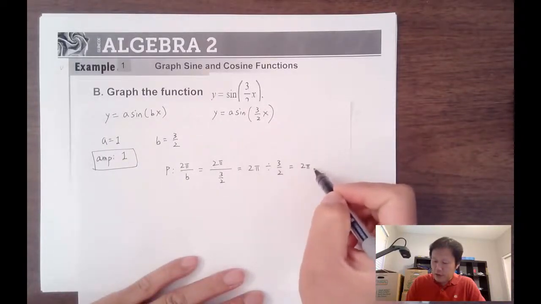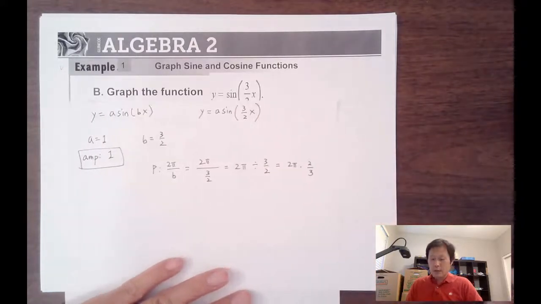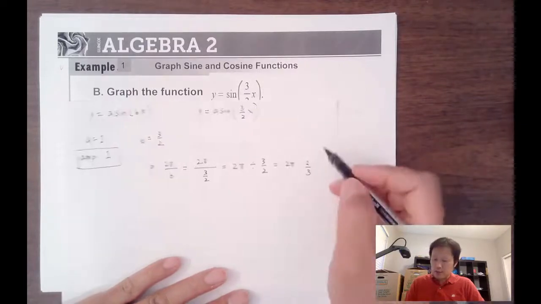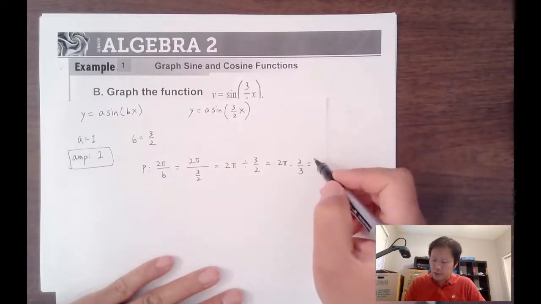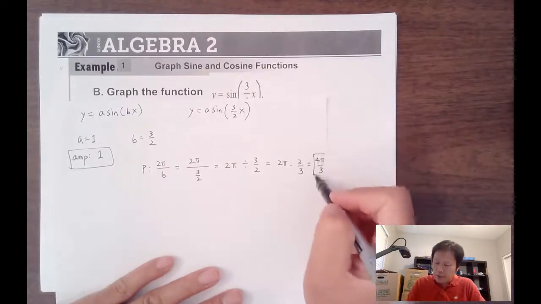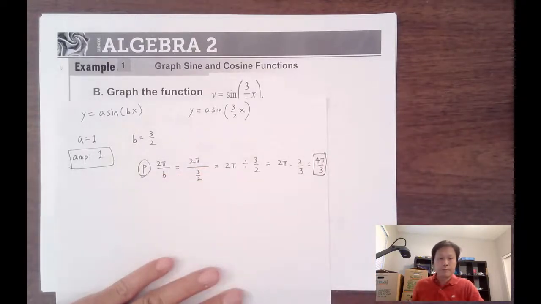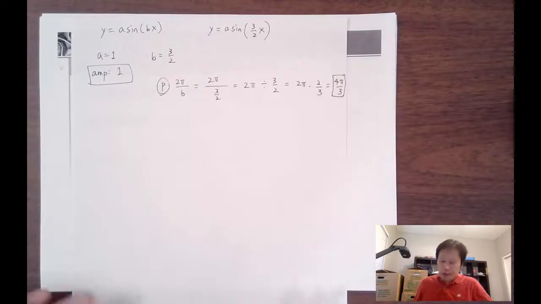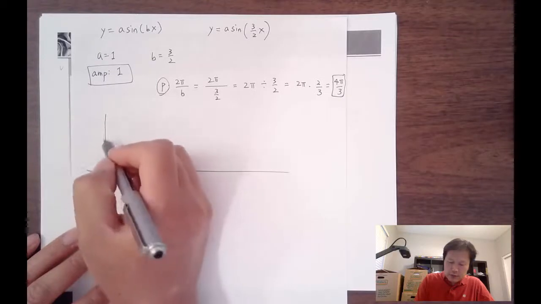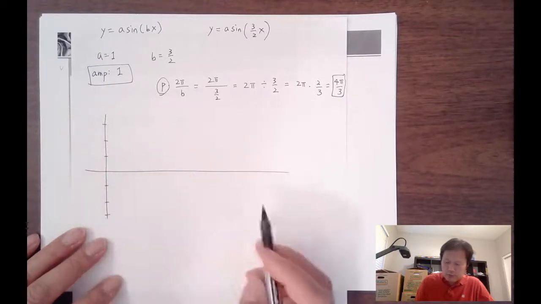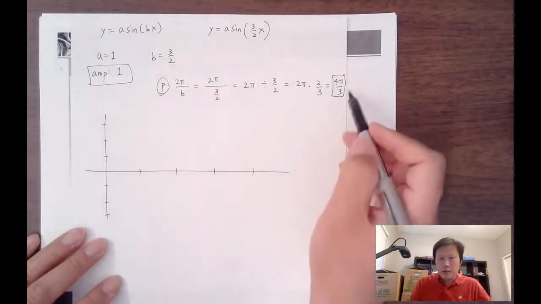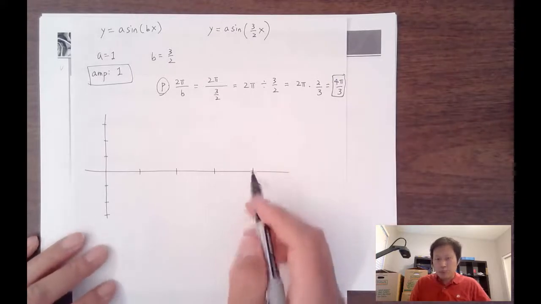So 2 pi times 2/3. 2 pi is the same as 2 pi over 1, so there's nothing you can cancel. You just simplify, which is going to be 4 pi third. Okay, 4 pi third is the period. So how are you gonna graph this? Let's put the x-axis, y-axis, with tick marks 1, 2, 3, 4. I do need this period at the fourth tick mark, so 4 pi over 3.